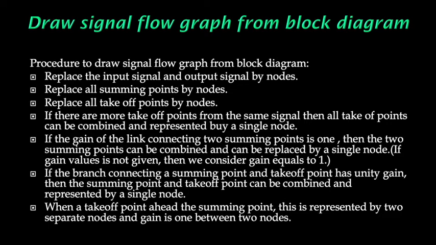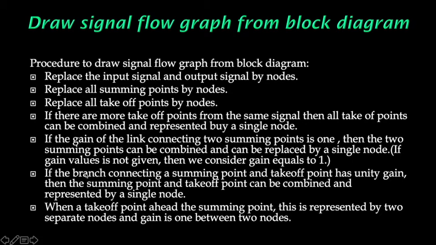Here is the procedure given to draw the signal flow graph from a block diagram. Replace the input signal and output signal by nodes. Replace all summing points by nodes. Replace all takeoff points by nodes. Next, if there are more takeoff points from the same signal, then all takeoff points can be combined and represented by a single node. If the gain of the link connecting two summing points is 1, then the two summing points can be combined and replaced by a single node.